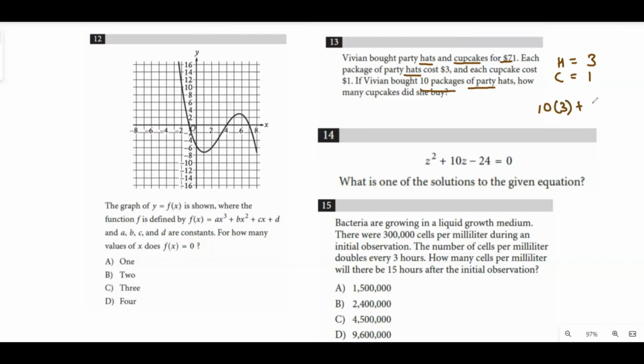And cupcakes, we don't know. So I'm writing this as the number of cupcakes, I don't know, but the cost of one cupcake is 1. So 1 into x, that will be x only. This comes out to be 71. After this, 30 plus x shall be equal to 71. So from here, x will be equal to 41. So this is a great type of question. For this, the answer will be 41.